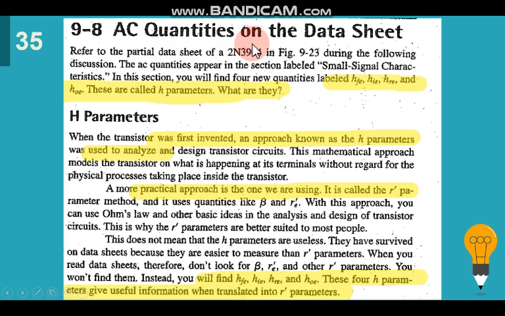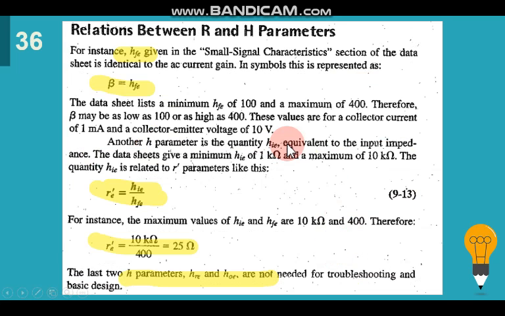The different AC quantities you can get from the data sheet. The data sheet will always give the values in the form of H parameters. They were introduced first. It's a mathematical approach, and the practical approach is the R dash parameters that we are using, beta RE dash. We can easily apply Ohm's law, but still we get the values in the form of H parameters in data sheets. So let's see the relation between H parameters and R values.